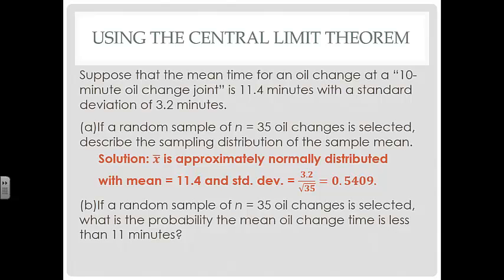If a random sample of n equals 35 oil changes is selected, what is the probability the mean oil change time is less than 11 minutes? So now we're going to use that mean and the standard deviation and our x value of 11 to find the z-score. And when we do that, we get negative 0.74, so we look that up in the table, and we find that our probability is 0.23. So there's a 23% chance that the oil change time is going to be less than 11 minutes. And that is the distribution of the sample mean.